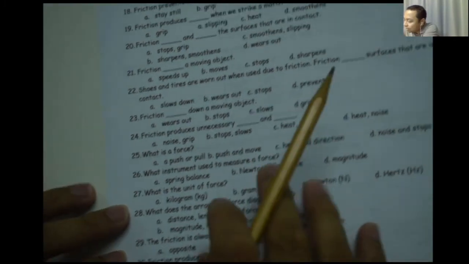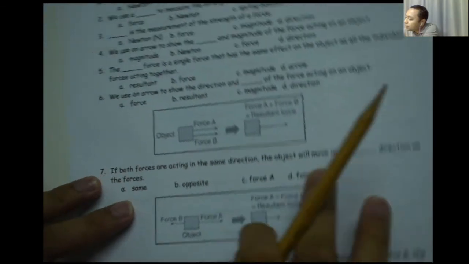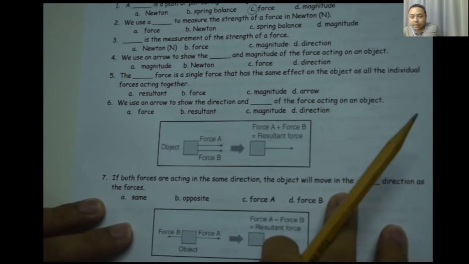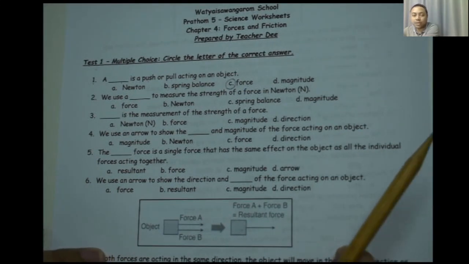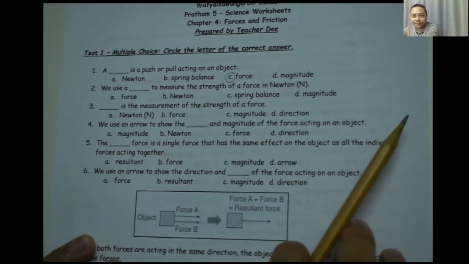You will answer this one after you watch the video, and I'm sure you can answer all of these questions if you watch the video. Okay, that's for our worksheet.